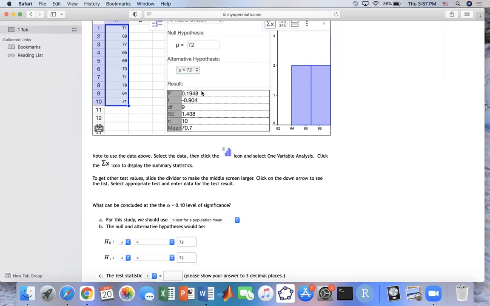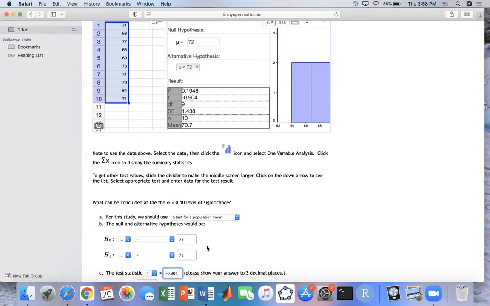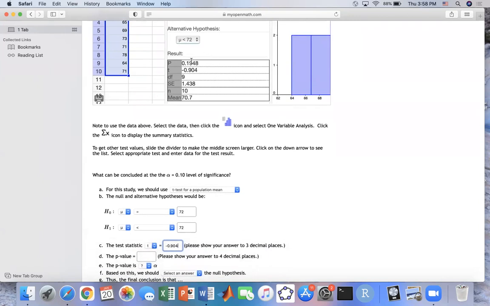So here you come, you have the p-value and the t-value right here. For the t-test statistic, you put this value right here, negative 0.904. They want 3 decimal places, so you write it there, negative 0.904. That's the t-value. And then they ask for the p-value, this one right here, and they want 4 decimal places. You're going to give that, 0.1948. Yeah, you have them there.